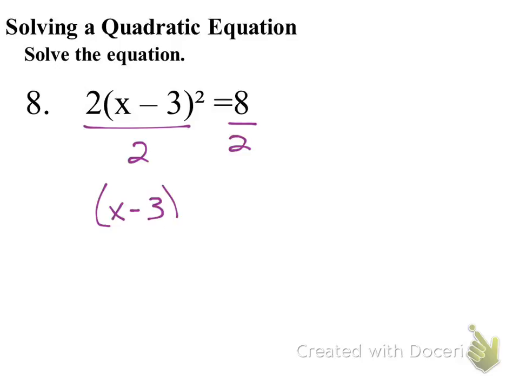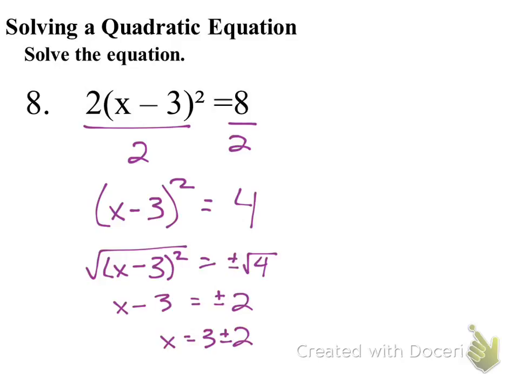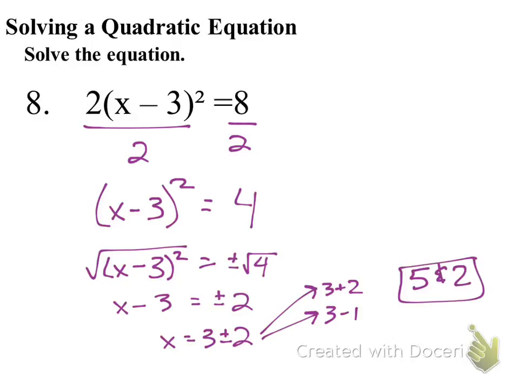Now I'm left with x minus 3 quantity squared equals 4. Now because I have only perfect squares on both sides, let's do the square root method. So when we take the square root on both sides, let's add in that plus or minus, shall we? This is broken up into 3 plus 2, 3 minus 2. My 2 solutions become 5 and 2. Let me write that a little bit more clearer. Those are my solutions.